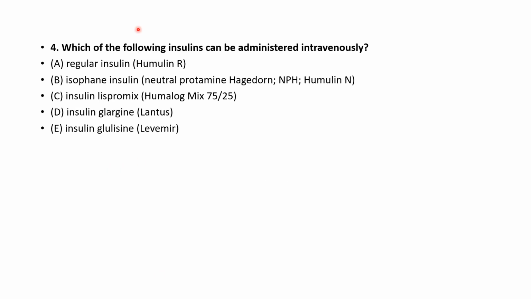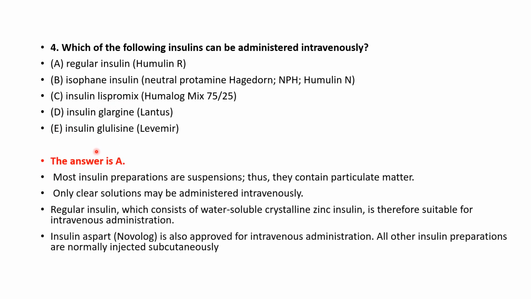Which of the following insulins can be administered intravenously? Options are regular insulin, the brand names are given in the brackets, that is Humulin R. Then isophane insulin, brand names neutral protamine Hagedorn, NPH insulin, then Humulin N. Next option is insulin lispro, then insulin glargine, insulin glulisine. So here the answer is option A, that is regular insulin.